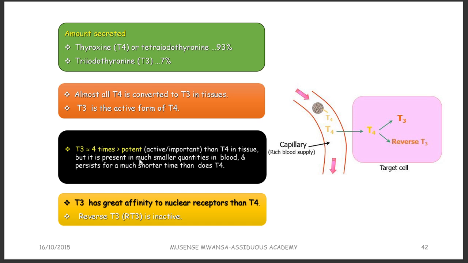But it is present in smaller quantities in blood and persists for a much shorter time than does T4. So T4 is found more in blood. T3 has got a greater affinity to nuclear receptors than T4. So when you have even a little T3, you'll be able to attach to the receptors in the nucleus. Remember we said that the thyroid hormone is also part of those hormones which are hydrophobic. So meaning the receptors are inside the nucleus.